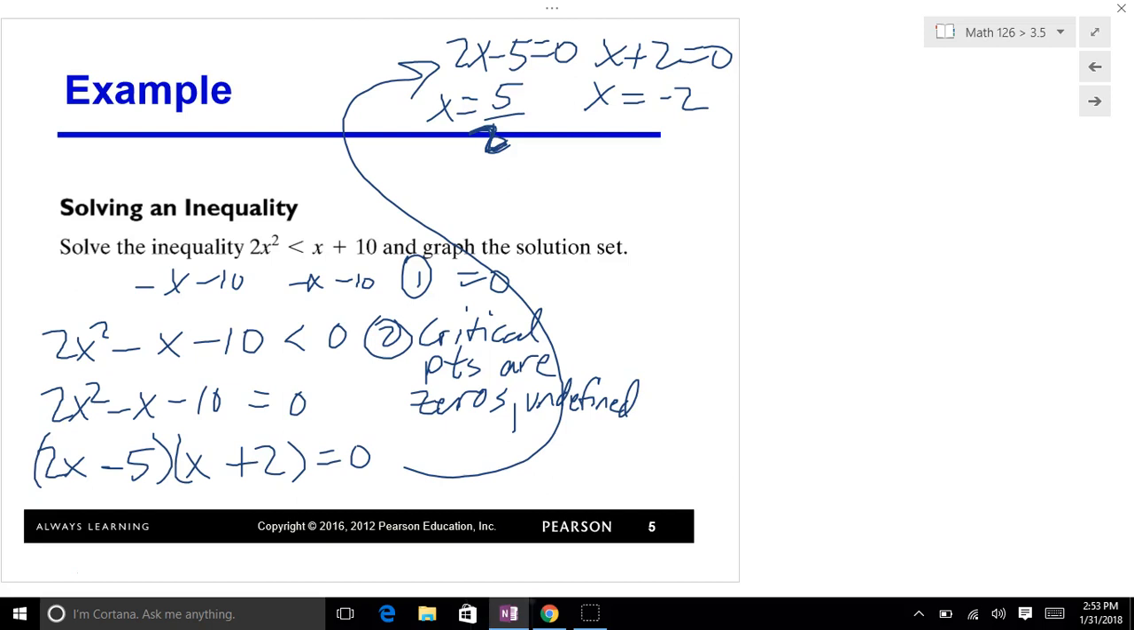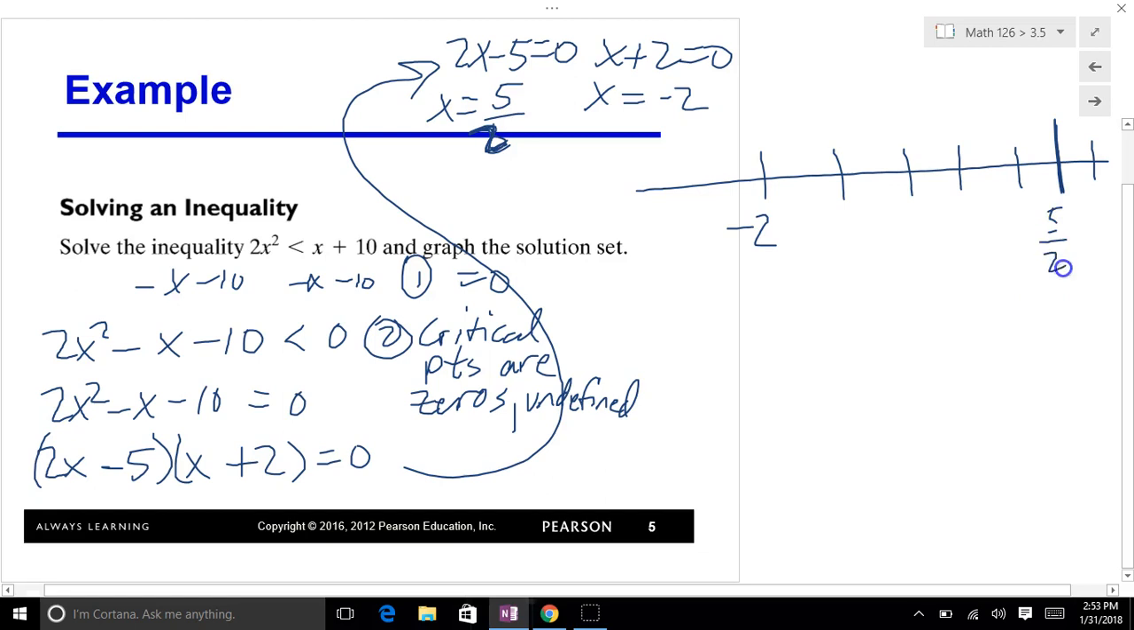So we're going to put them on a testing interval now. So we've got negative 2 here, negative 1, 0, 1, 2, 3. And right here is where our 5 halves is as well, our 2.5 right there, 5 over 2. Okay, so these are our critical points at negative 2 and at 5 halves.